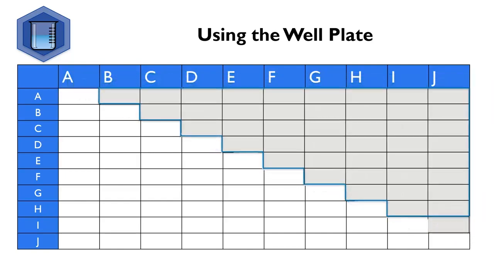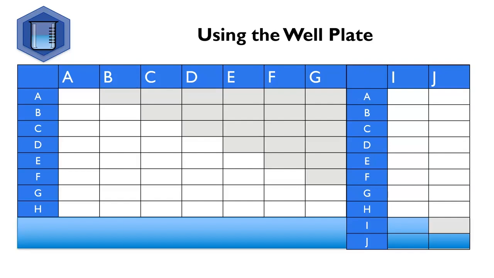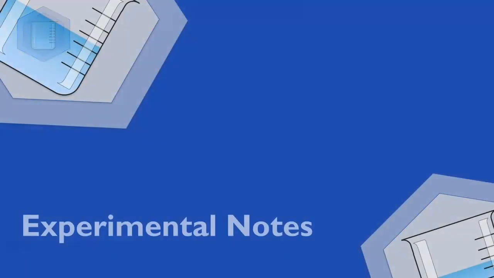The other half will be empty. The well plates we use do not have 10 rows, only 8, so you will need to make some adaptations. You're going to need to use two of the columns on the right that aren't used to test solutions, to test I and J against the other unknowns.